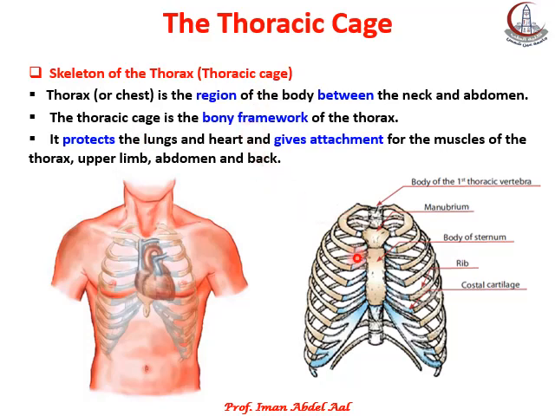What is the function of the thoracic cage? The thoracic cage protects our vital organs, which are the lungs and the heart. It also gives attachment for the muscles of the thorax, the upper limb, the neck, and the abdomen, as you see in the picture.